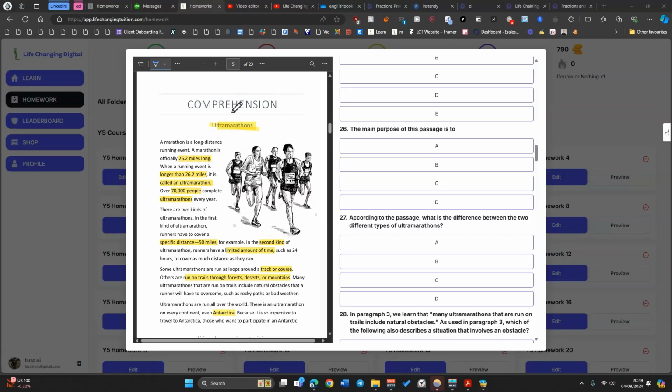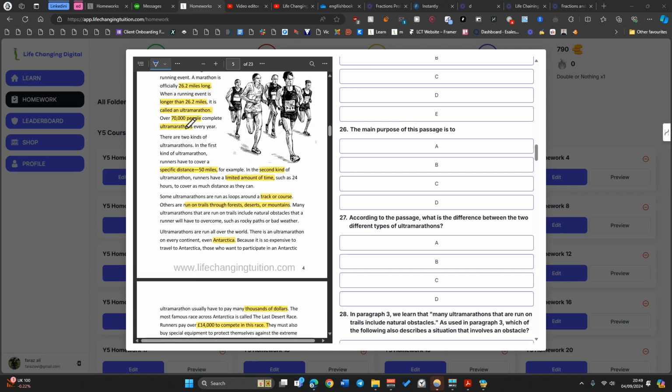Alright, comprehension for Year 5 Homework 2. I've highlighted some of the key points here. The passage is about ultramarathons. It says a marathon is 26.2 miles long. Anything longer than that is an ultramarathon. 70,000 people each year complete ultramarathons.